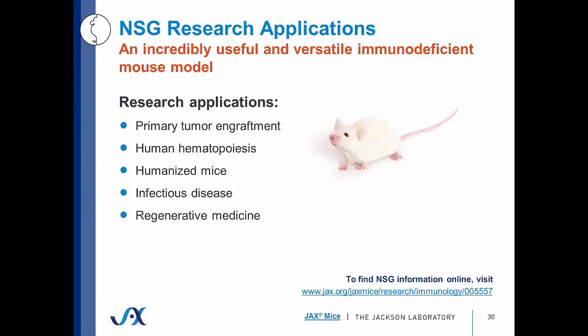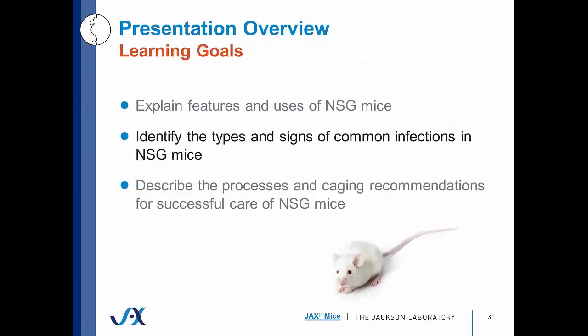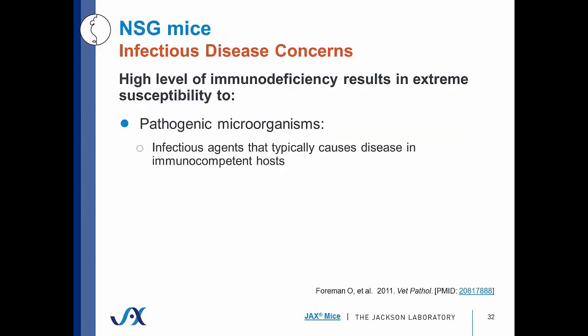And so due to this high level of immunodeficiency, NSGs have been used for a wide array of research applications, including primary tumor engraftment, human hematopoiesis, the development of humanized mice, as well as for infectious disease research and regenerative medicine. Now we're going to talk about the types and signs of common infections seen in NSG mice.